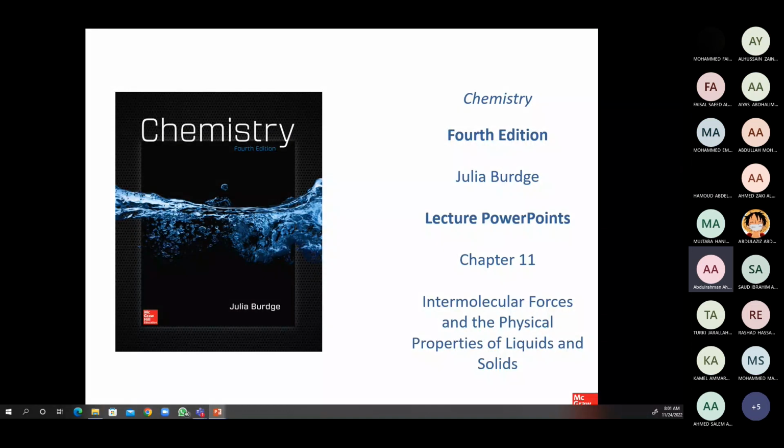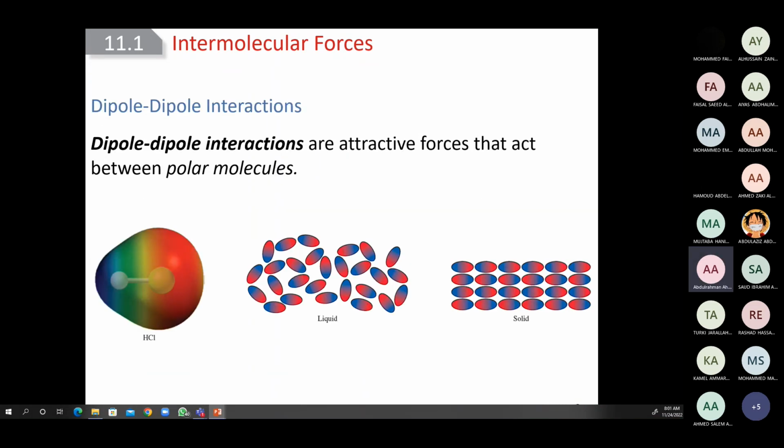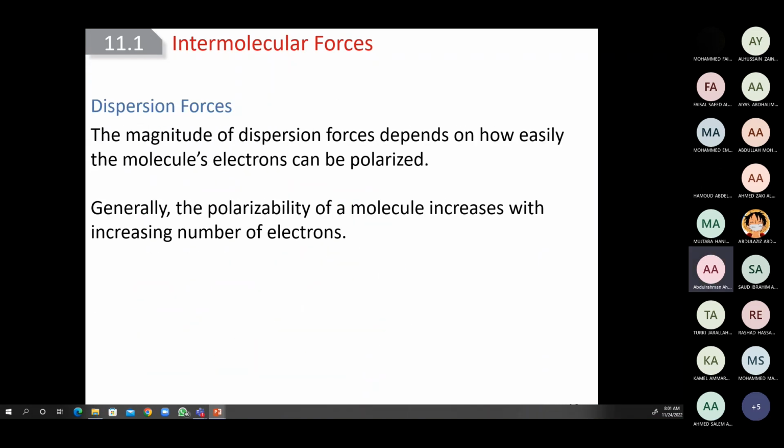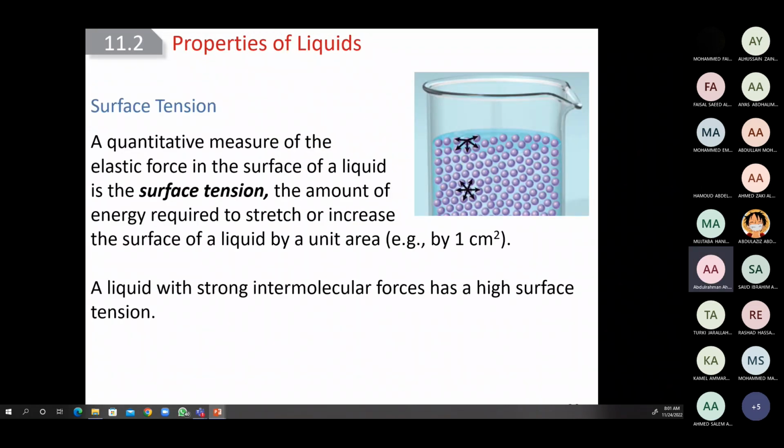Last thing I talked about was in chapter 11, the properties of liquid. Okay, let's go. Bismillah.